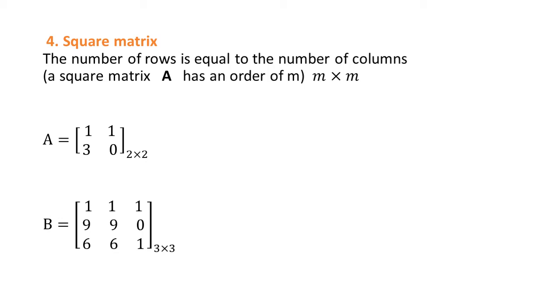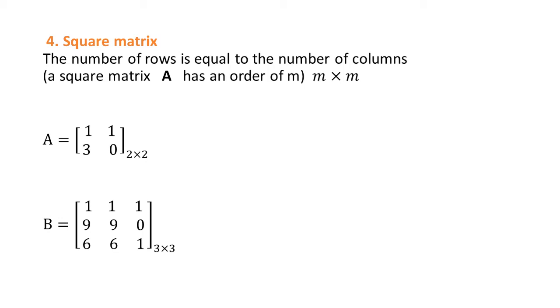Let us see an example. A is equal to the first row 1 1, the second row 3 0. So it has 2 rows. Next we count the columns. It is the first column 1 3, the second column 1 0. There are 2 rows and 2 columns. Since the number of rows and number of columns are the same, we can call this A a square matrix.